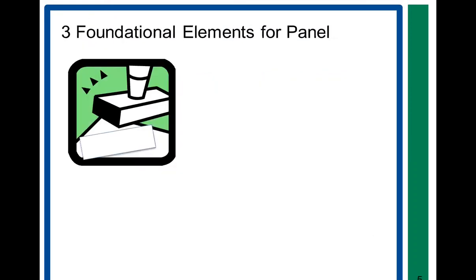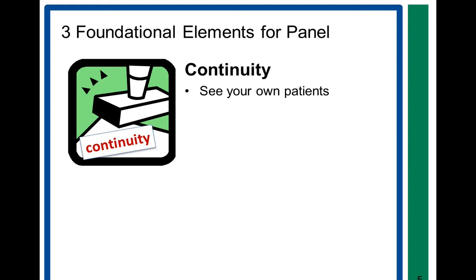Next slide, please. So three foundational elements for panel identification. First is continuity. Continuity is the percentage of time that our patients see their own identified primary care provider with whom they have that continuous relationship, rather than seeking services from other primary care providers.